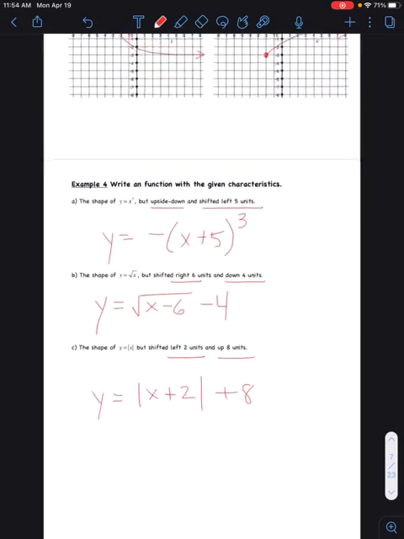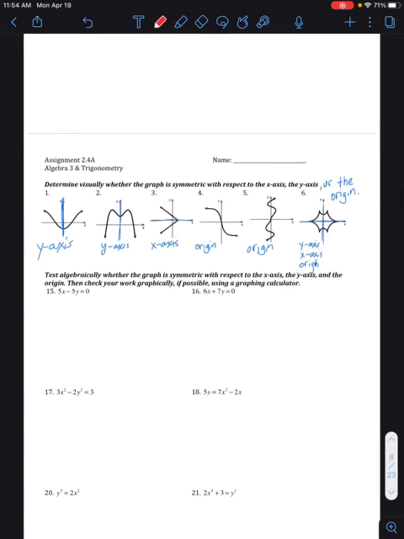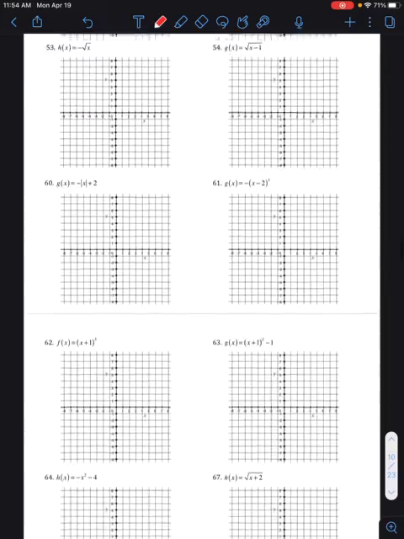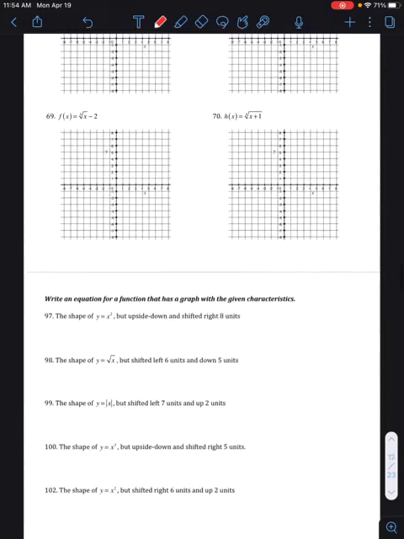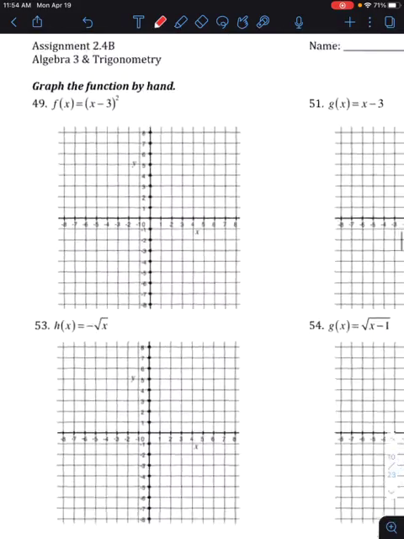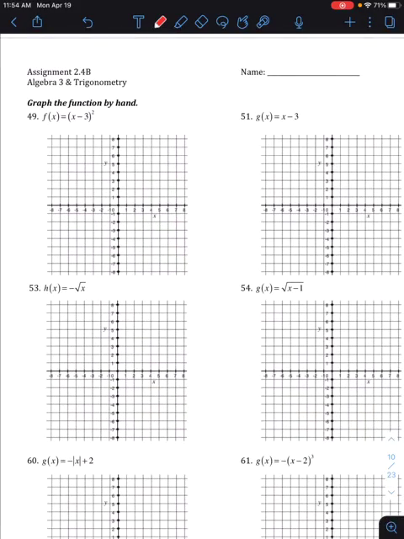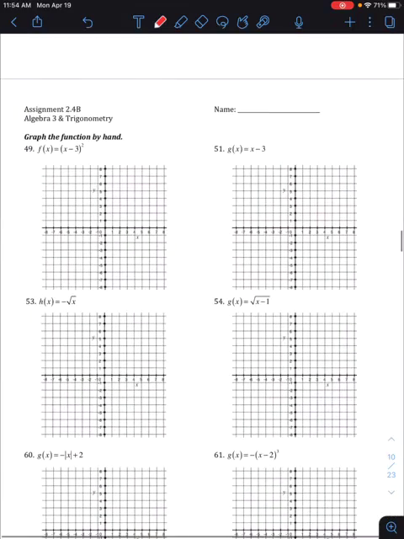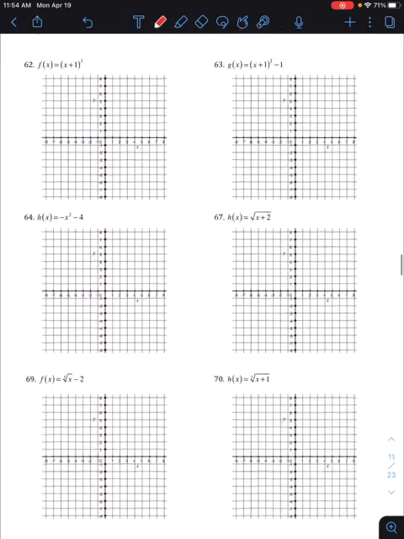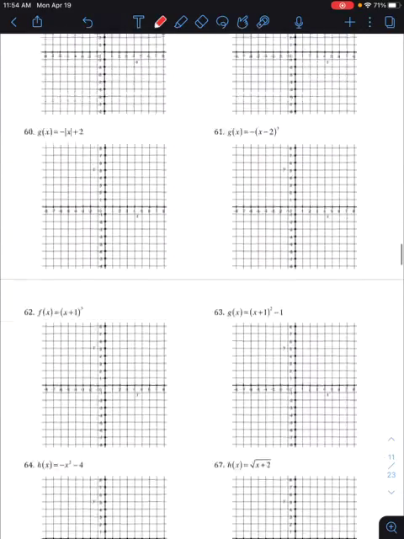So pretty simple stuff here. We didn't have a lot of examples. You know, the lessons aren't typically that long. So what I just set you up to help you out with, actually I'm going to help you out a little bit more. So if we take a look at assignment 2.4b, I'm going to hit up a couple for you rather than have you do a dozen graphs.